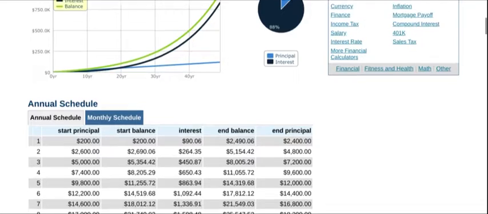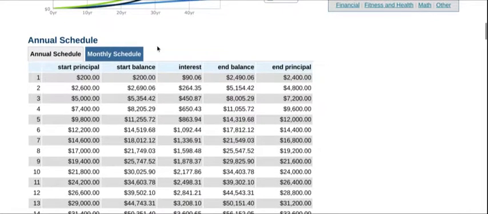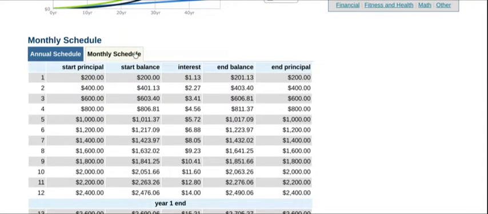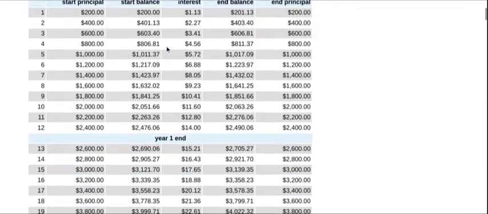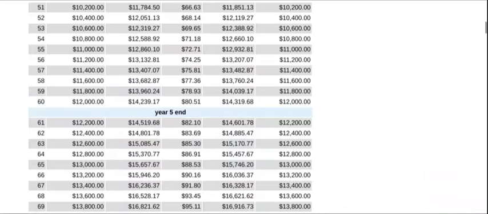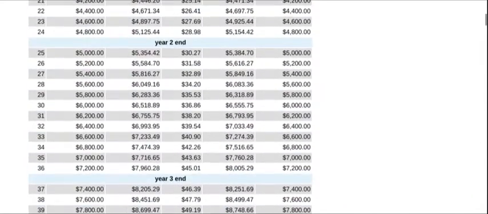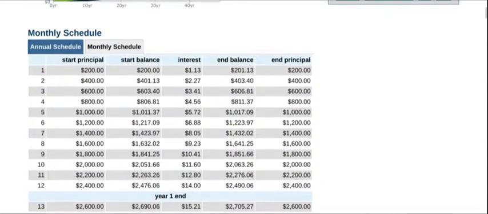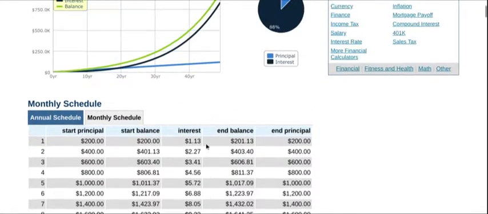It'll give you a chart, a graph, and it'll give you a schedule that tells you how much money you had at exactly however many years or months, right? So you can see all the money if you want to, and how much interest as well that you've earned. Okay, so that's how you can do it.